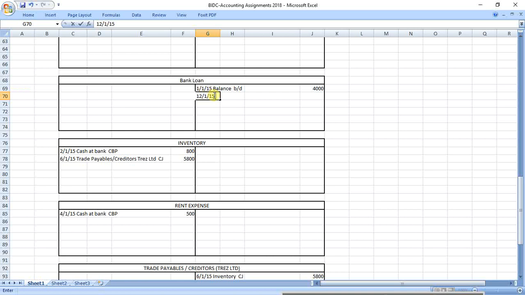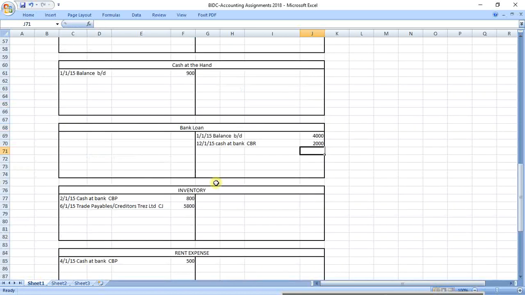Okay, because think about it. If you get an additional loan, the bank is going to give you more cash. Okay, so cash at bank. Which journal? Are you receiving or paying? Receiving. Yes, CBR, cash book receipts. And this would have been an amount of how much? 2,000. Right, now we go to cash at bank.